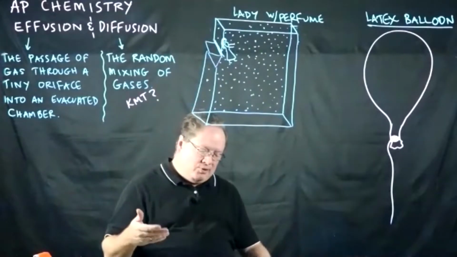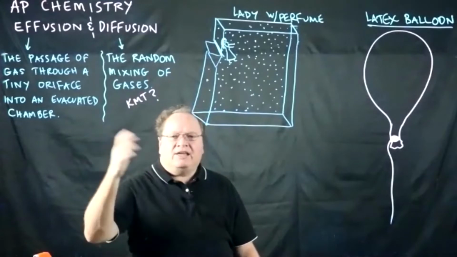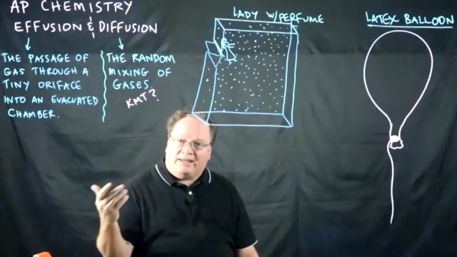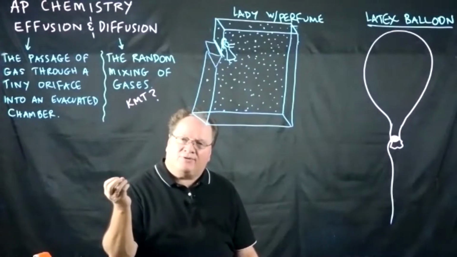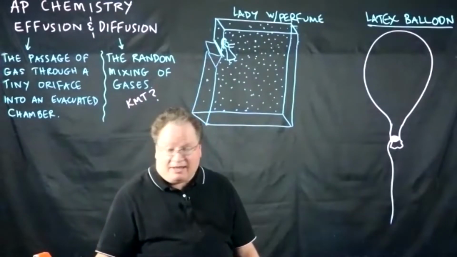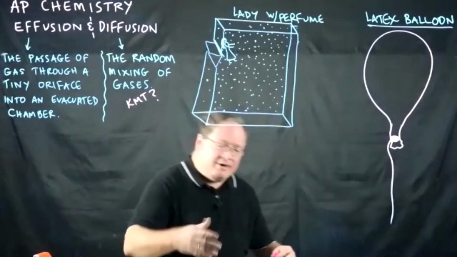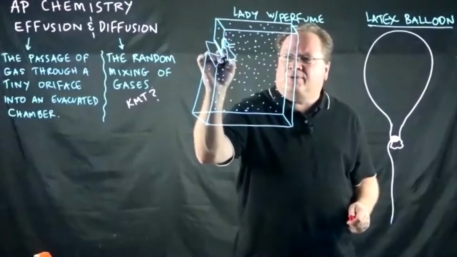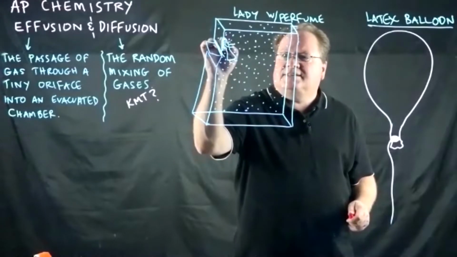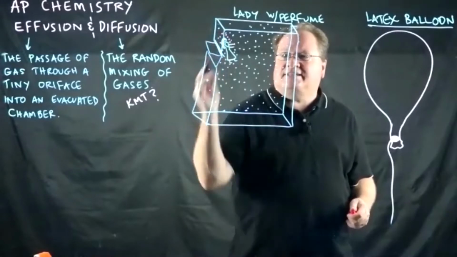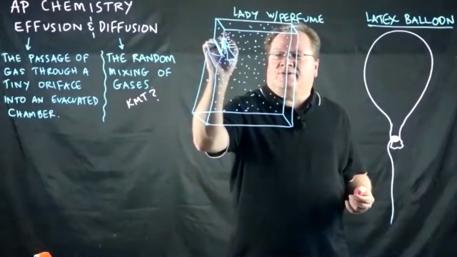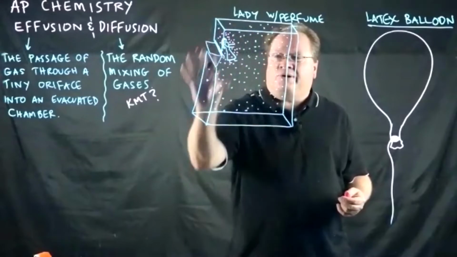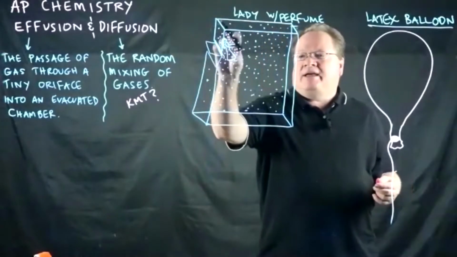An example of this mixing would be a lady comes into a room and she's got perfume on. Within a few minutes, everyone in the room can smell the perfume if she has enough on. The only way you're going to be able to smell it is if that perfume gets into the air as a gas. I hope you guys can see the particles; they're a different color than the other air particles. The air particles are blue, and the perfume particles are red.